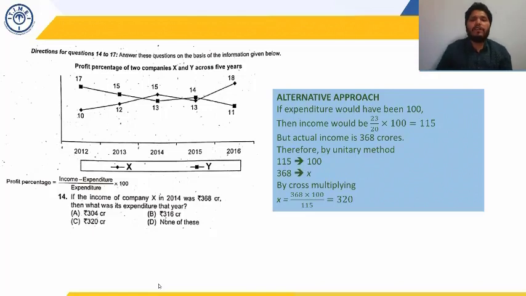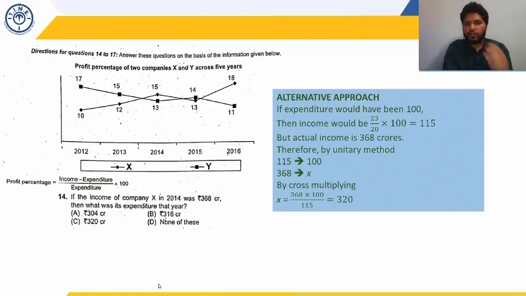Okay, so what we have done, we have assumed expenditure to be 100, profit percentage is 15%. So my income is going to be 15% more than that of my expenditure. So it is going to be 115 if expenditure is 100. So if income was 115, expenditure was 100. So what would be expenditure if income is 368? So by unitary method cross multiplying, we'll be getting the answer as 320 crores, which is option C.